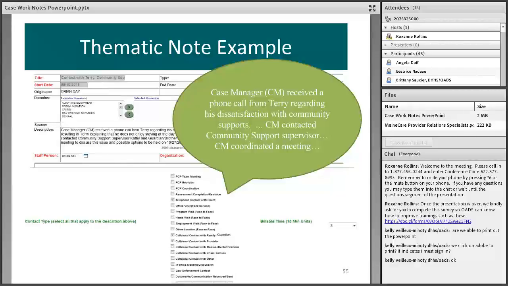on behalf of the client. So for this example, it would be a telephone contact with the client, a collateral contact with family/guardian, and also collateral contact with provider. You no longer have to select one that you think is the best contact type. You can select all the contact types and really justify and document all of the work that you're doing.